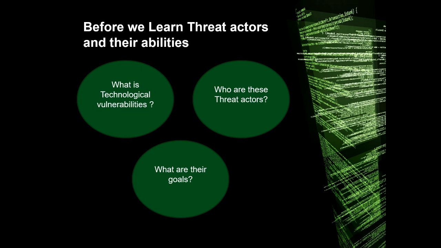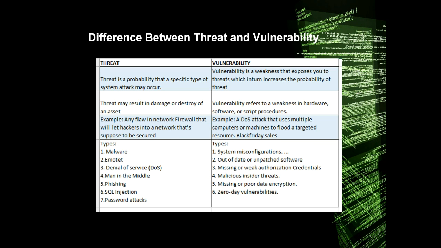There might be some questions in our mind. What is technological vulnerability? Who are these threat actors? What are their goals? Their vision? Let's look at all of this information. Technological vulnerability is the probability that the system security might fail due to external forces. In simple terms, it can result in a data breach, data leakage, or an unauthorized person gaining access to the system. Let's look at some more details and then we'll better understand what a threat and a vulnerability are.